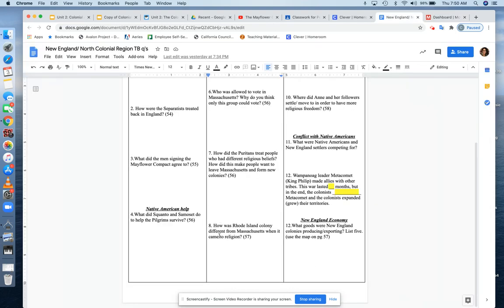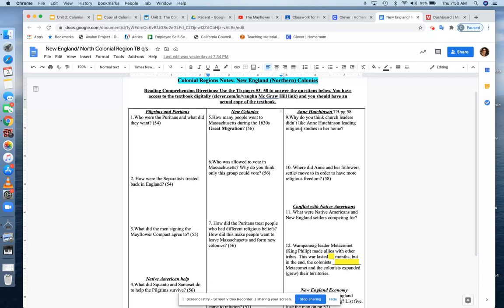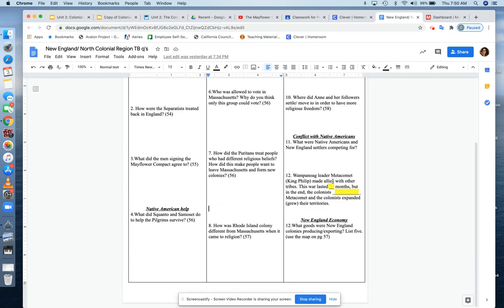So in Rhode Island, they were a lot more tolerant when it came to people's religion. You could practice however you wanted to. We already read the Anne Hutchinson biography. In the textbook, it comes on the next page. Number 10, where did Anne and her followers settle or move to in order to have more religious freedom? I'm going to jump to conflict with Native Americans, and then the New England economy. We'll jump back.